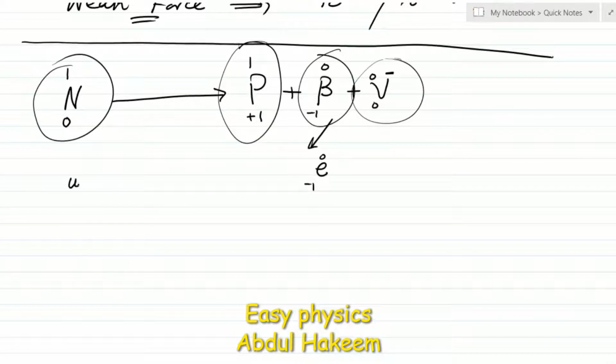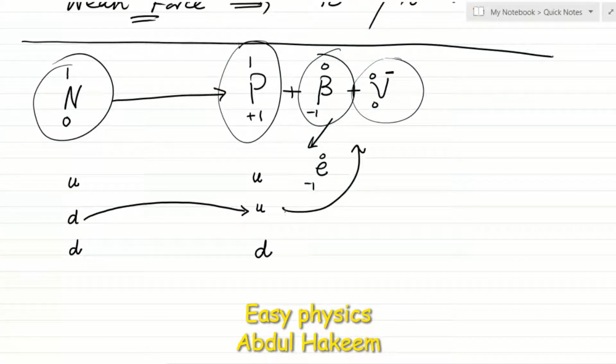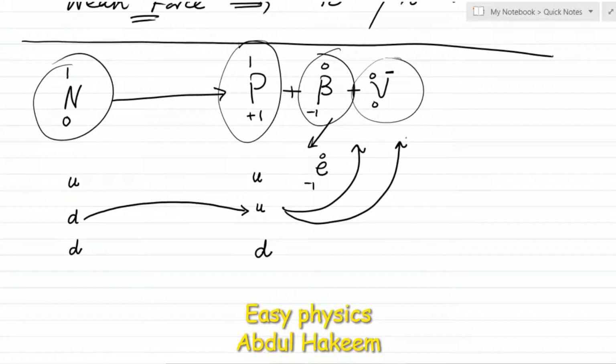Neutron has the composition 1 up and 2 down quarks. Proton has the composition up, up, and down. It means when a neutron is converted into a proton, one of the down quarks is converted into up along with the emission of the beta particle and antineutrino. And this is a weak interaction reaction. So the weak interaction force is involved here.